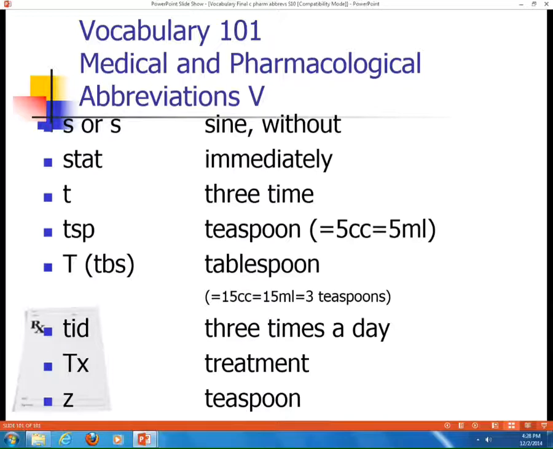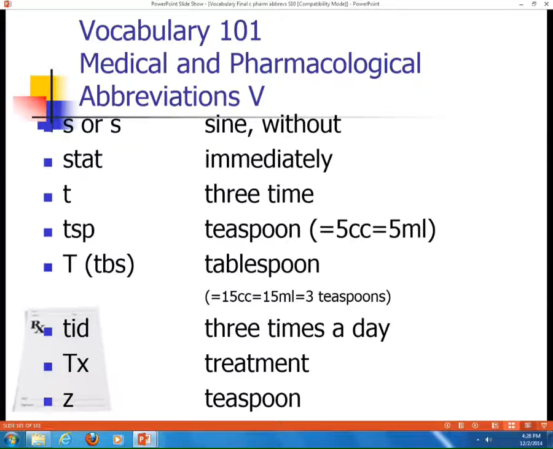Remember that a teaspoon is only 5 cc's or 5 milliliters, versus a tablespoon, capital T, which is 3 times as much. So 3 teaspoons makes up 1 tablespoon. TID, there it is, 3 times a day. TX, treatment, and finally Z, more preferred for teaspoon. There's no doubt. Is it 3? Is it 3 times? Is it a teaspoon? Is it a tablespoon? Z, there's no confusion with that.